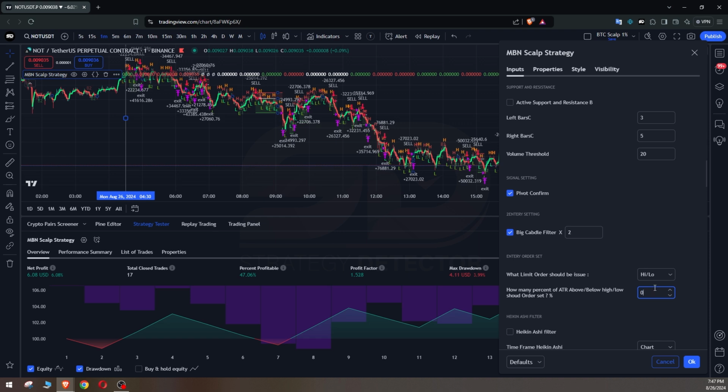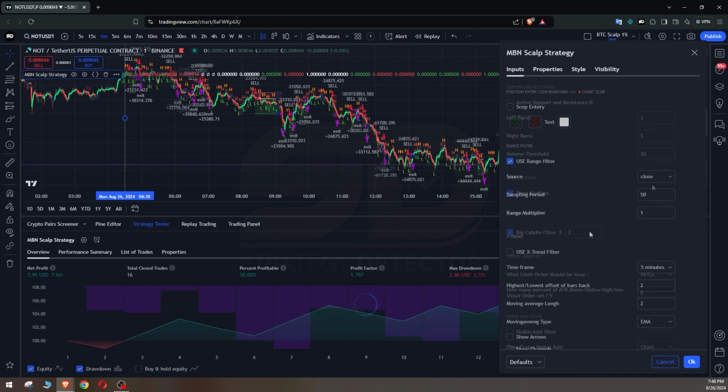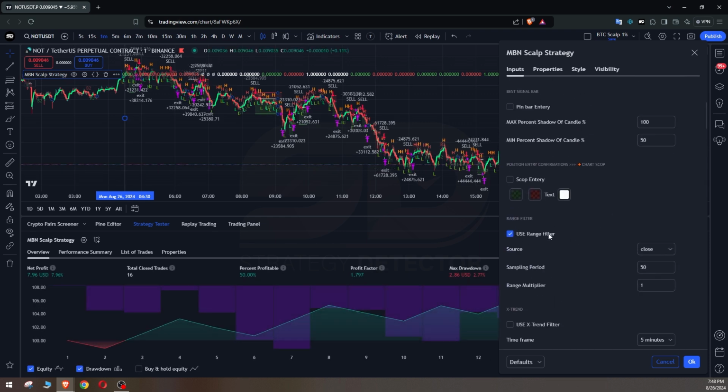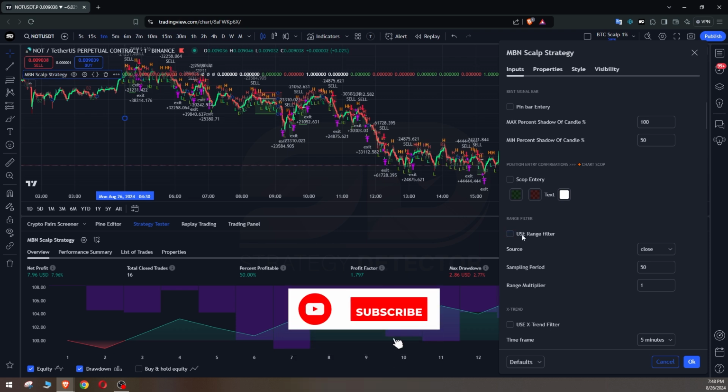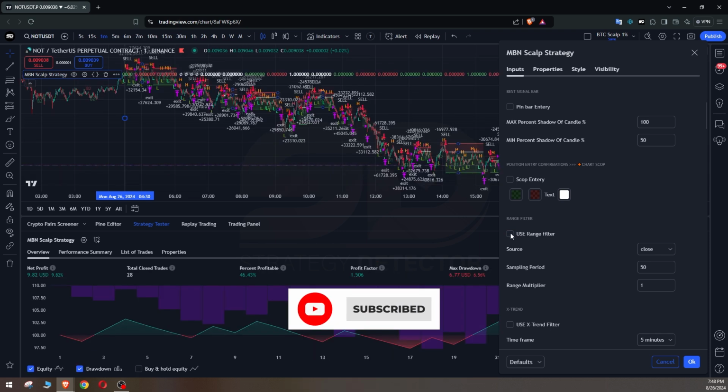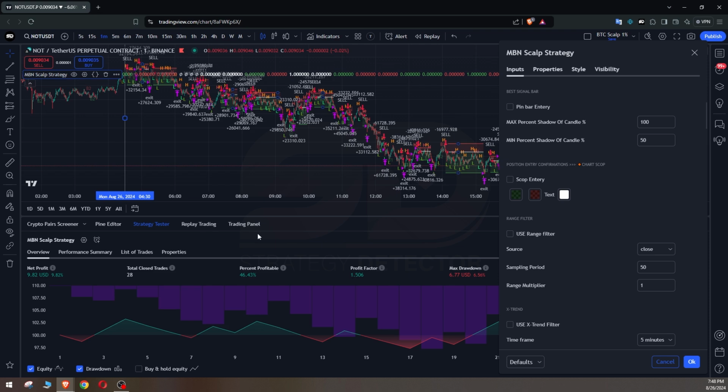The next addition to this strategy is the use of the range filter, which operates with settings of 50 and 1. This filter helps in identifying market movement characteristics and prevents entering short positions in pullback trends. You can use this filter or disable it. Adding this filter to the strategy has changed the number of trades and profit percentage. But you should know that in many cases, these filters reduce the number of trades and increase the profit.